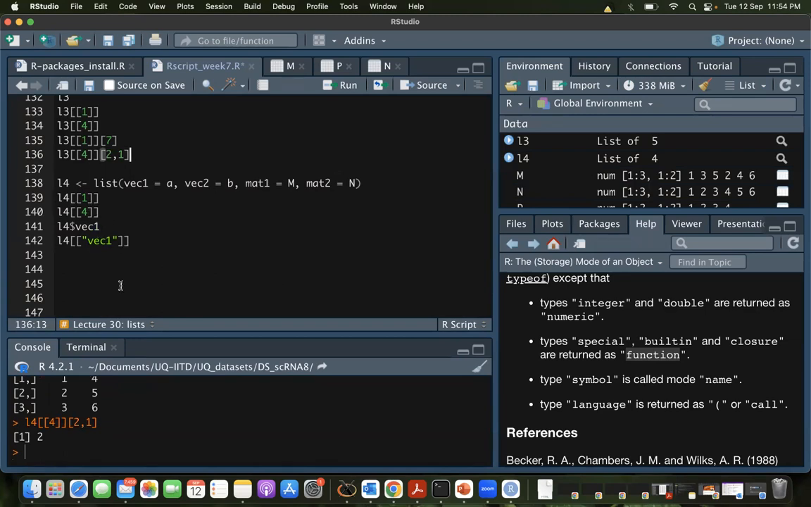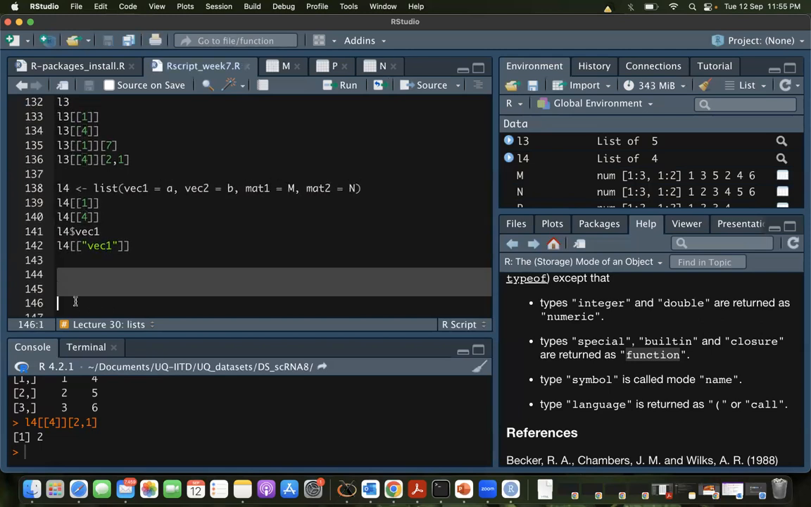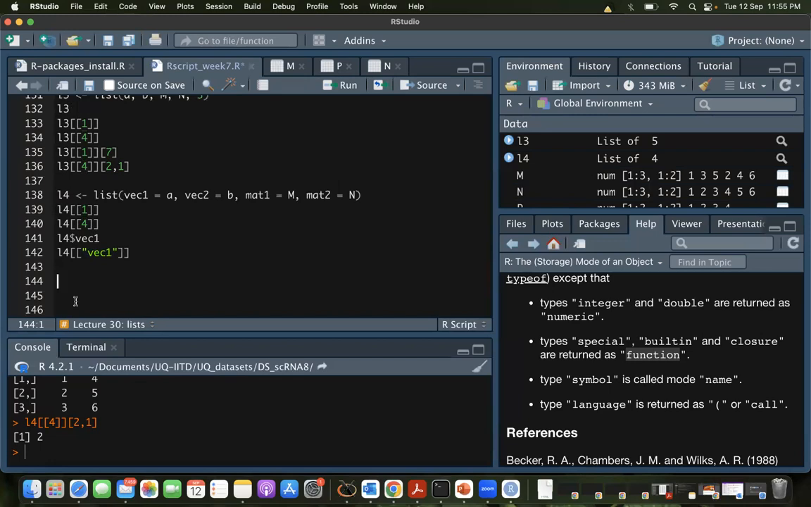And if you have given names to these elements at the time of defining the list, then you can also refer to any of the elements by its name, either using a dollar sign followed by the name, or instead of the number, you write the name in double quotes inside the double square brackets. Okay. So with that, we end the discussion on this week's topics.